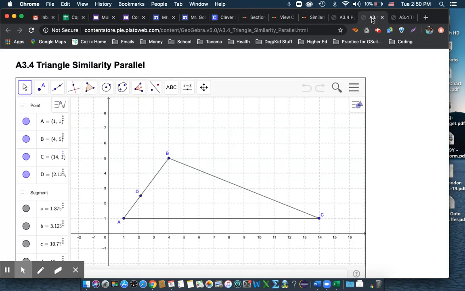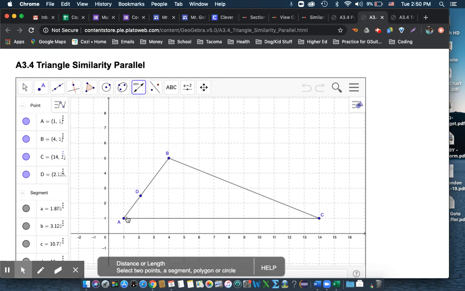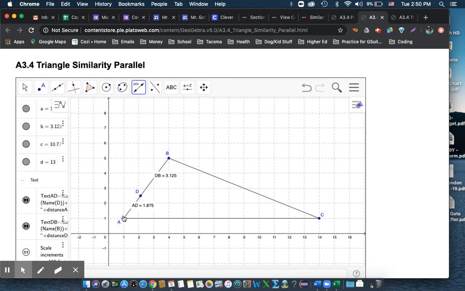Here we go. I was on the right one. So it's asking us to measure these lengths. So what we would do, right, with our measuring tool, distance, A to D, D to B, and I always like to do A to B as well. Okay, A to C. And so what they're going to try to have us do is pick a point on AC and label it E that would make a parallel line right here with this.